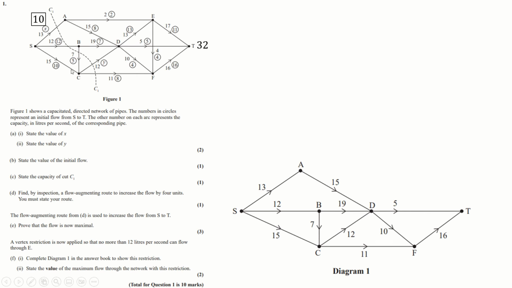Likewise for Y, we've got 10 plus 5, 15 going into C right now. That means we need to have these things adding to 15, which makes Y 7. The initial flow is the 32 that we mentioned before.